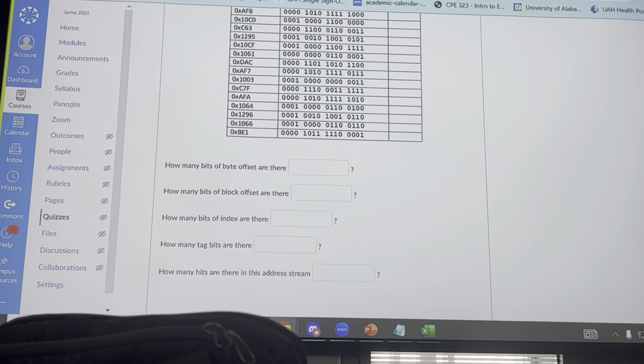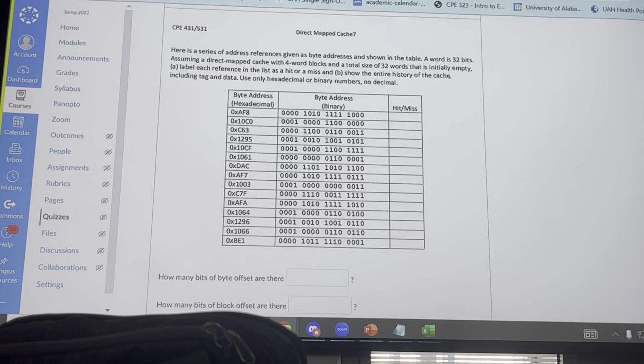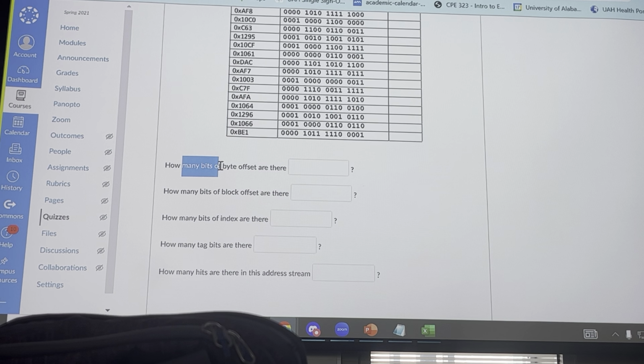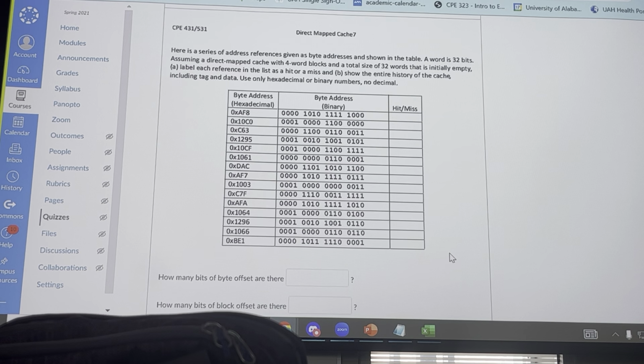Okay. So we have like 4 minutes left. I'm gonna have to just make a video to show you how to do this. But this is your direct map cache question, or at least one of many potential ones. You're gonna be asking how many byte offsets are there, how many block offsets are there, how many bits of indexes are there, how many tag bits are there, and how many hits are there in the address string.